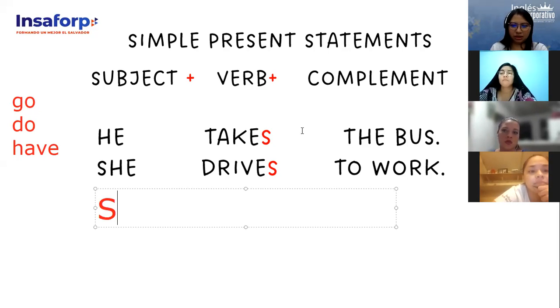Oh, wait. It's too big. Let me make it smaller. Está muy grande. Bien.